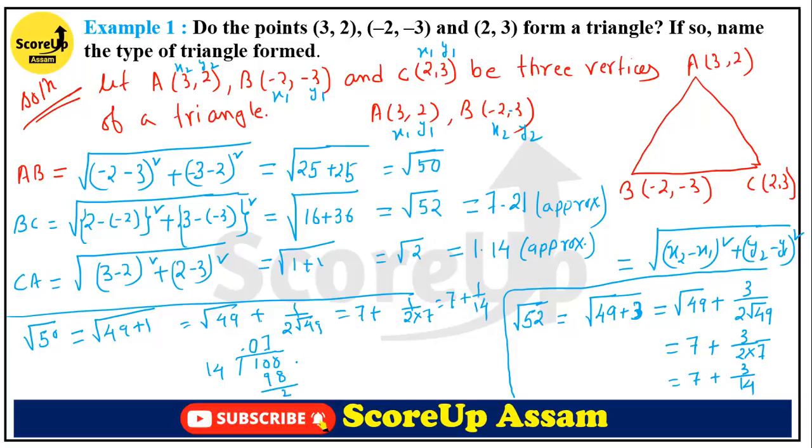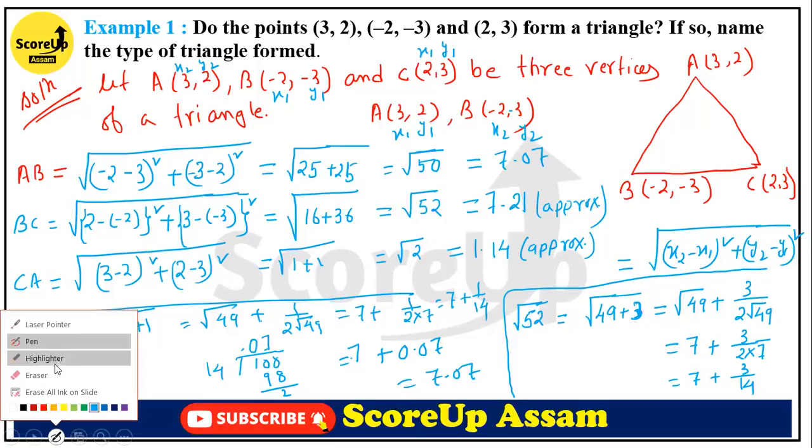Okay, and then we come to 2. Now it is 0.07, right? So that means 7 plus the value of 1 by 14, which is 0.07. If you add, it will be 7.07. So the approximate value is 7.07. Okay. So now I shall erase it. See, I have found this approximate value without a calculator.